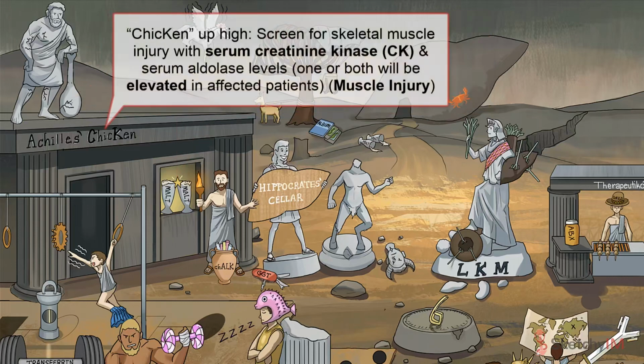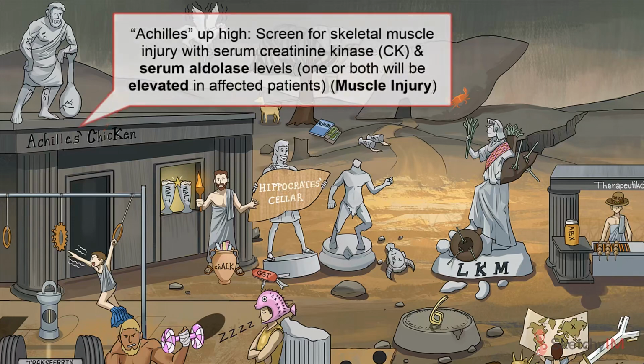If muscle is the source of the elevated AST and ALT, other muscle enzymes will also be elevated. So, if AST and ALT are persistently high but workup for hepatocellular disease is negative, screen for muscle disorders with serum creatine kinase and aldolase levels. At least one of these should be elevated if a muscle disorder is to blame.